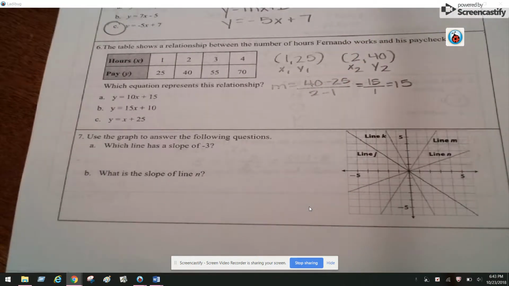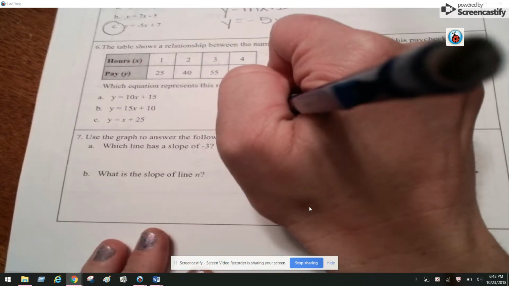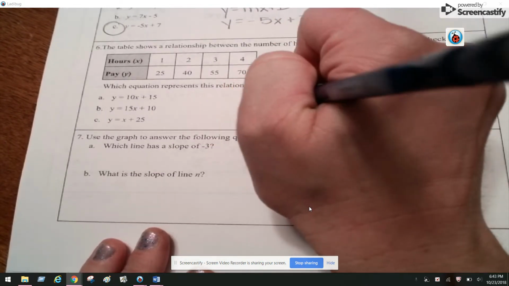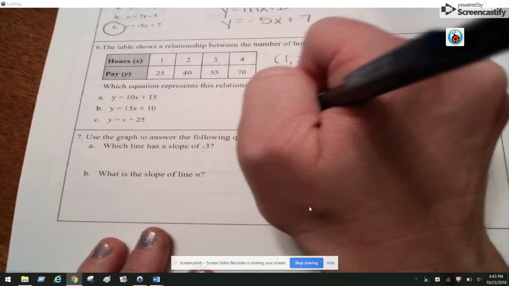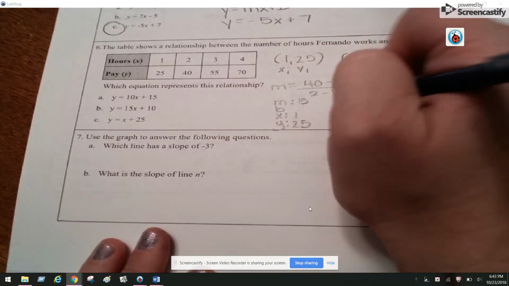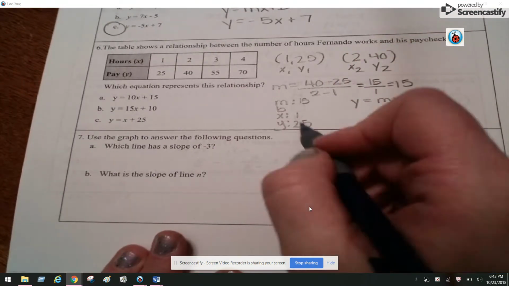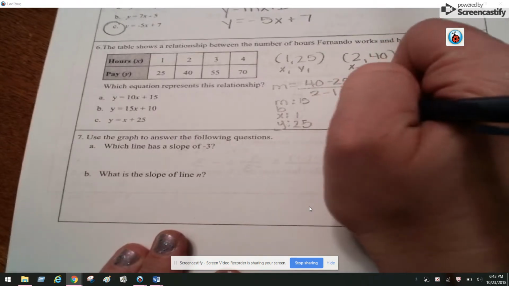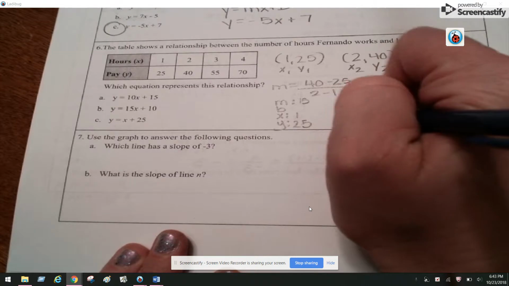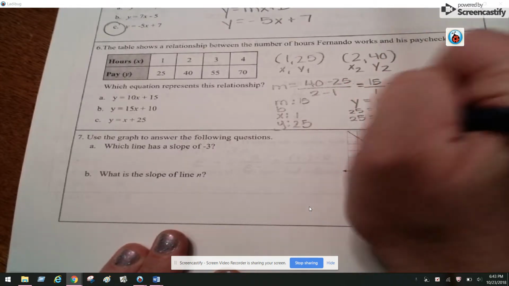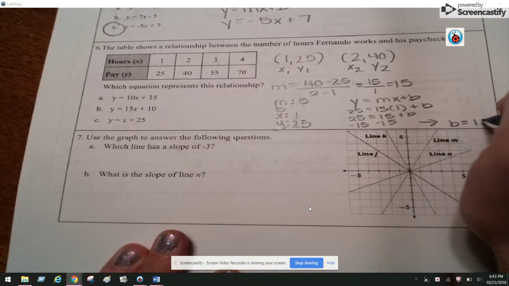From here, I still need to figure out my y-intercept. So I do like to do my checklist if possible. So MBXY. My slope we said was 15. I can choose any of the points. I'm going to just choose the first ones, 1 and 25. And then I'm going to substitute those into my y equals mx plus b. So y we said was 25, m was 15, x was 1, plus b. So we'll get this, subtract the 15, and I'm going to get b equals 10.